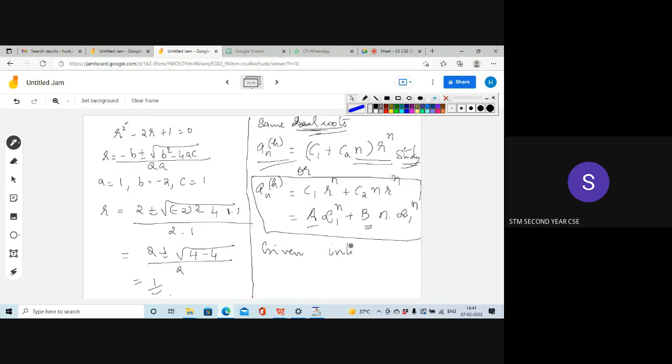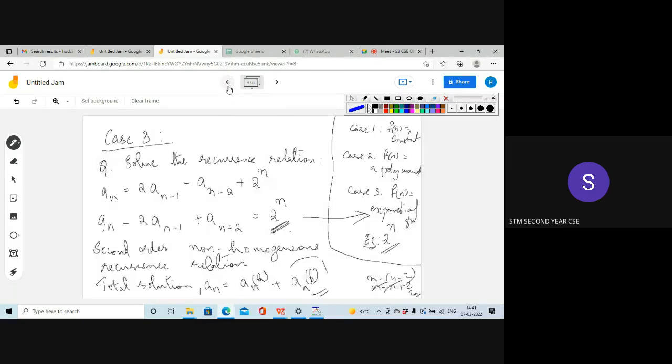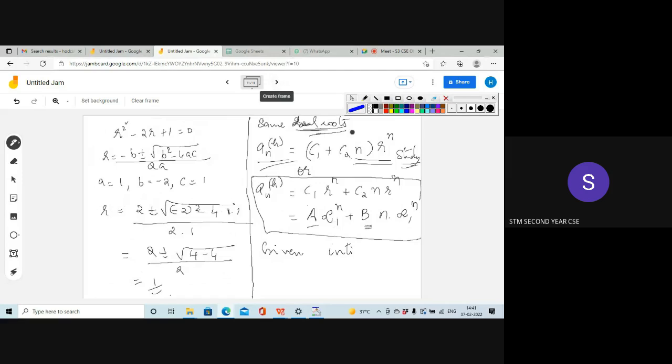I think I forgot to give you the initial conditions. If you don't have the initial conditions, then you can stop with this. Okay. If you don't have any initial conditions, then you needn't find the value of C1 and C2. But if you have the given initial conditions, then you have to find the values of C1 and C2. Given initial conditions are a0 is equal to 1 and a1 is equal to 2.